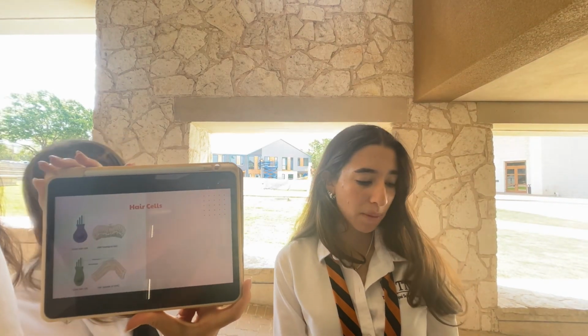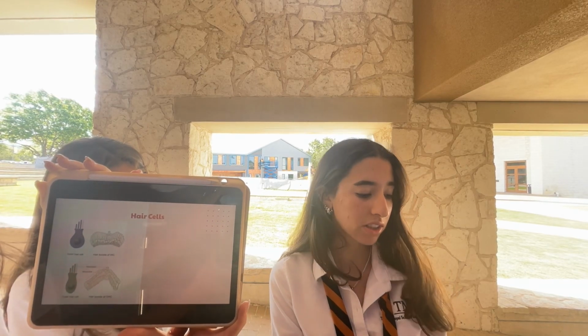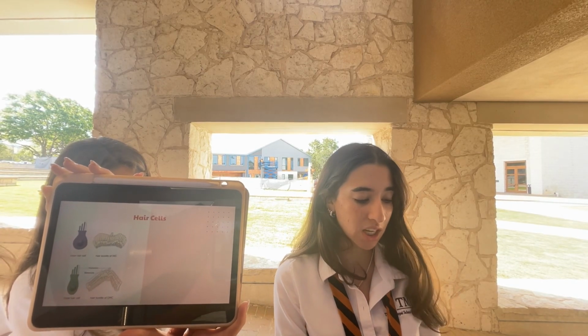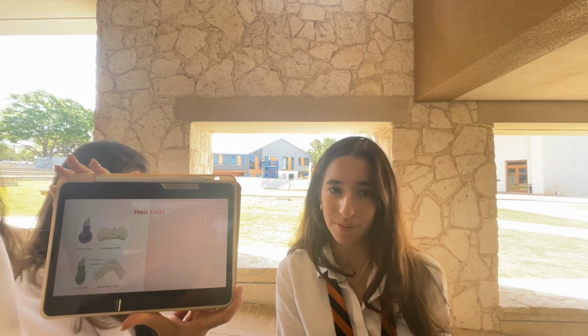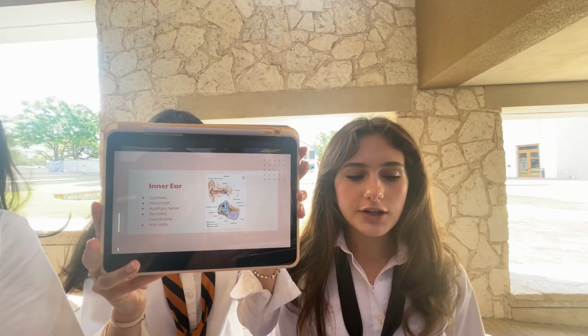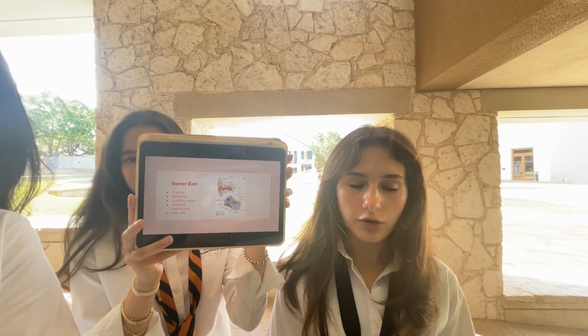It's important to note that prolonged exposure to loud noises can damage hair cells, leading to hearing loss. Unlike some other cells in the body, hair cells do not regenerate, making it crucial to protect our hearing. Beyond hearing, our inner ear contains the vestibular system, which is essential for maintaining balance and spatial orientation.